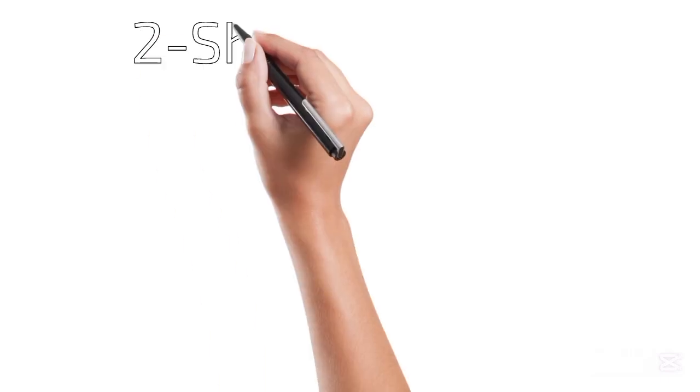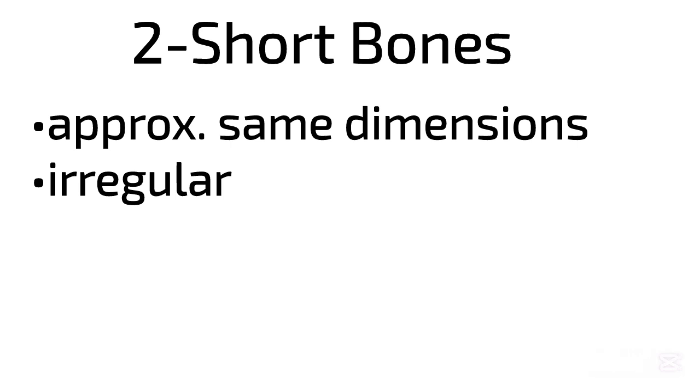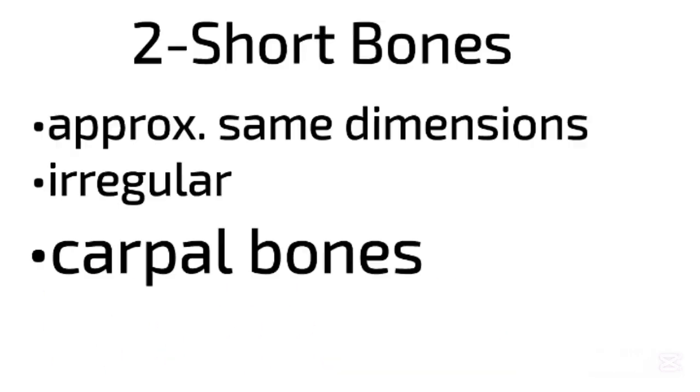If we talk about the short bones, then they have approximately the same dimensions, like their length is approximately equal to their width and thickness, and they are irregular in shape. The best example of these bones are carpal bones that form our wrist.